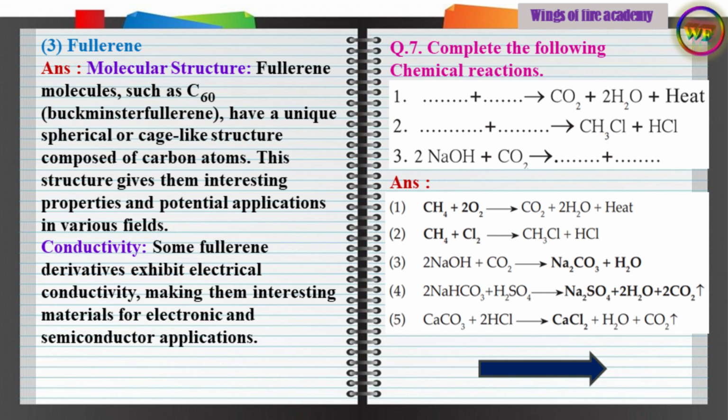3. Fullerene. Answer. Molecular structure. Fullerene molecules, such as C60, Buckminsterfullerene, have a unique spherical or cage-like structure composed of carbon atoms. This structure gives them interesting properties and potential applications in various fields. Conductivity. Some fullerene derivatives exhibit electrical conductivity, making them interesting materials for electronic and semiconductor applications.